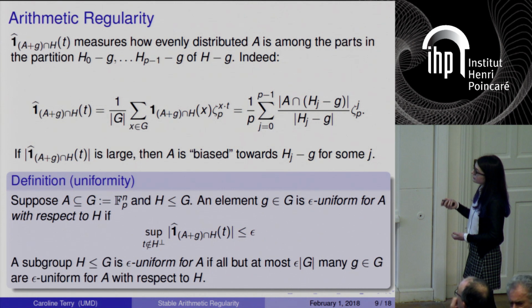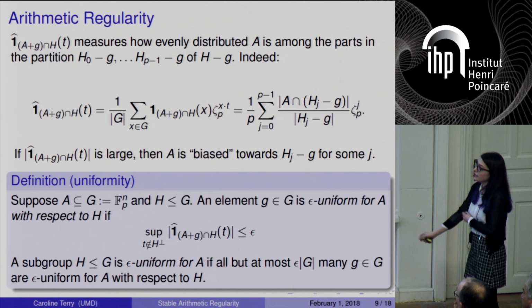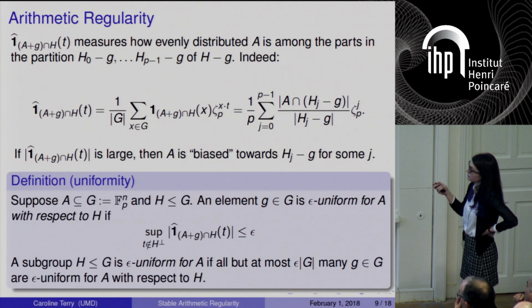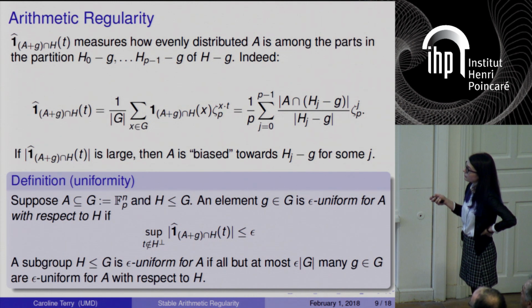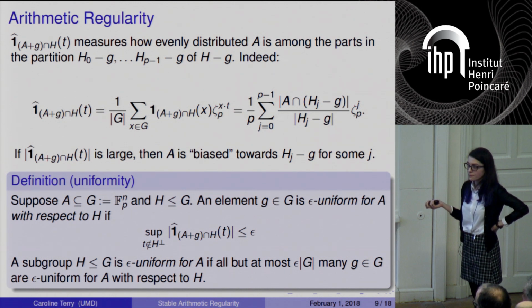Then I say that a subgroup is epsilon uniform for A if all but at most an epsilon proportion of the elements in G are epsilon uniform for A with respect to H. Okay, so there's a lot going on here. The first notion is something specific to a particular coset, H minus G, so it's particular to this element G. And now I say that the subgroup itself is epsilon uniform if this nice property holds for almost all the elements G.